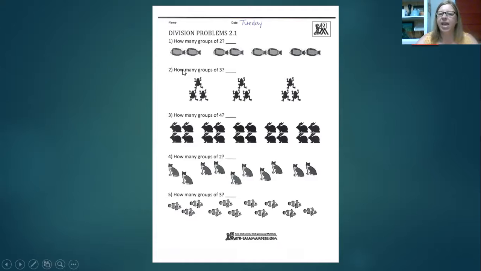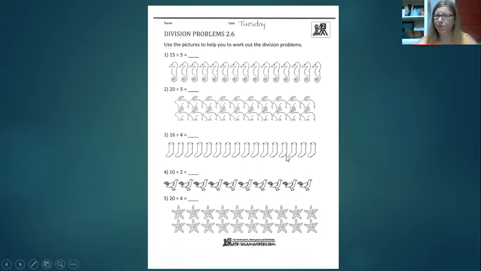Now, number 2 says, how many groups of 3? So you're going to circle these groups of 3 or count how many groups there are just by pointing at them, and put the number on the line again. Continue for each group of animals, for the rabbits, the cats, and the clownfish, remembering to put the answer on the lines as you go. I told you it was pretty straightforward. You got this.